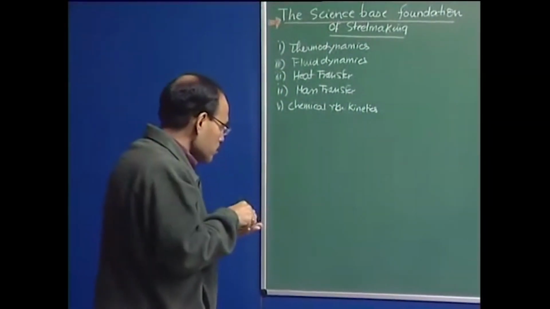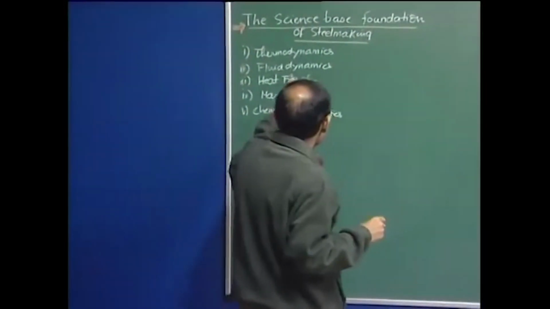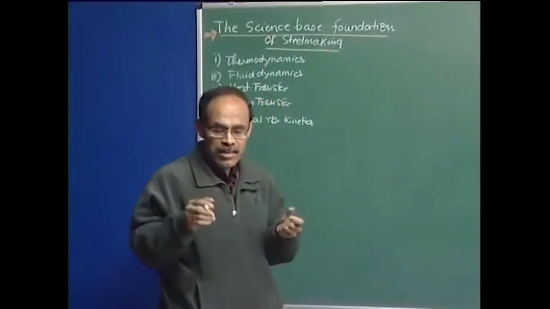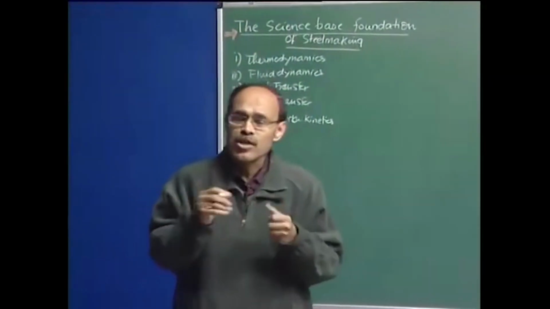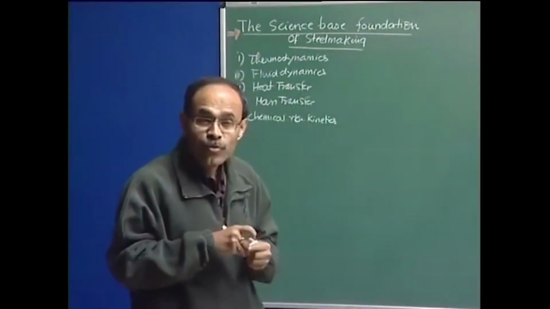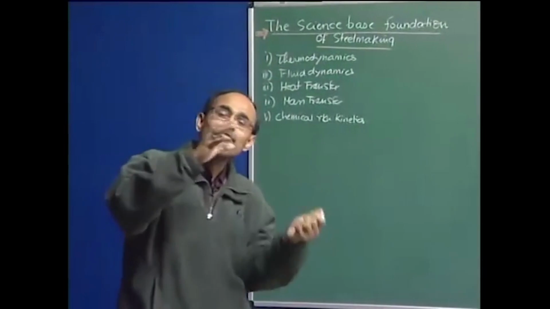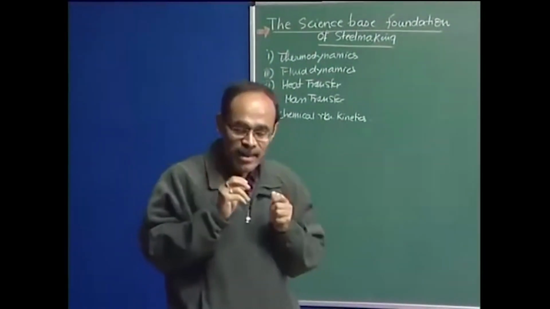Now, the intensity of flow in steel making reactor varies appreciably from one process to another process. So, we understand that the nature of fluid motion in steel making reactors is going to be different.